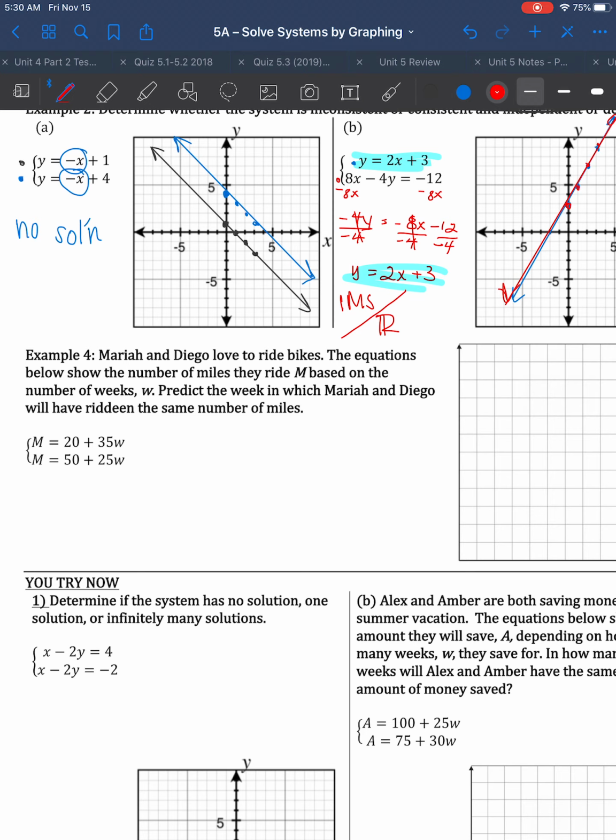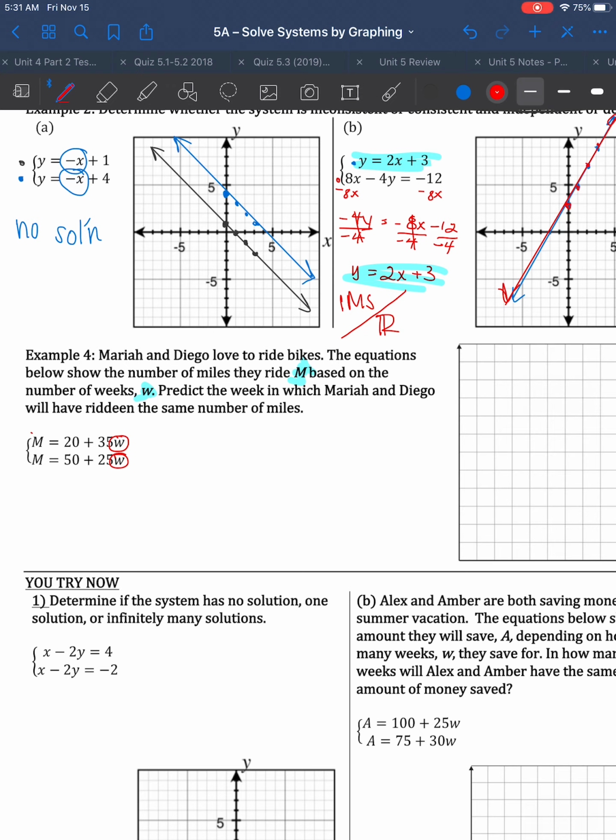Example 4, it says Mariah and Diego love to ride bikes. The equations below show the number of miles they ride, m. Based on the number of weeks, predict the week in which Mariah and Diego will have ridden the same number of miles. The number of weeks is my independent variable, because the number of miles that they ride depends on how many weeks they've been riding their bike for, right?